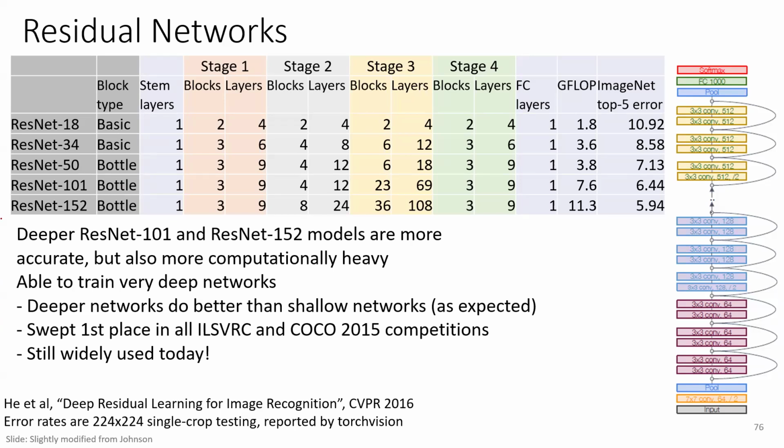Then if you think about ResNet 18 and 34, those use the so-called basic blocks. And when you increase the number of channels to reduce the computations and to increase the depth, they use the so-called bottleneck layers that we saw in the previous slide. So that is ResNet 152, which had an amazing 5.94 top 5 error. I think that by this time it surpassed the human level of image classification.